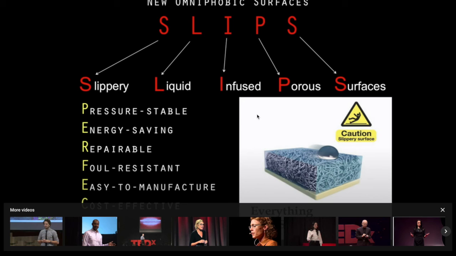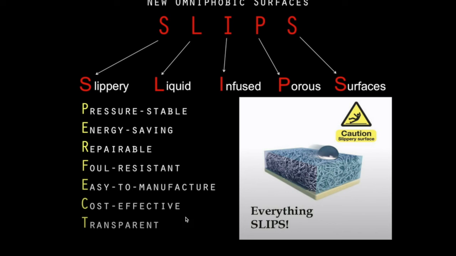And this is what she's explaining. It's called the slippery liquid infused porous surface. So she designed this surface. It is a slippery surface. It's pressure stable, energy saving, repairable, fall resistant, which means it's resistant when you filter the particle. Easy to manufacture, cost effective, and transparent.